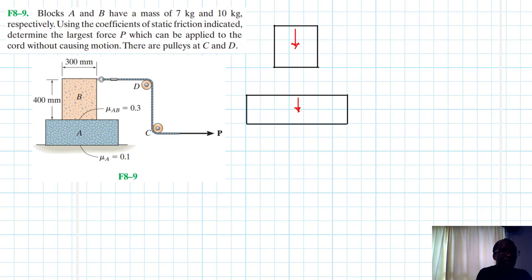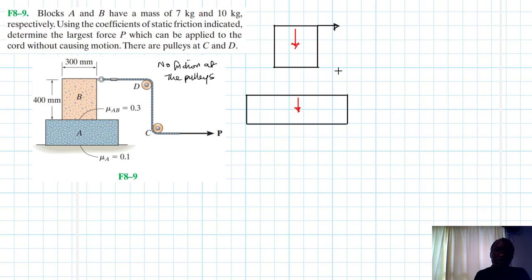Okay, and then of course we do have a force here. We do have a force. And these pulleys, we are saying there is no friction. We are assuming no friction at the pulleys. Okay, it's important so that we have the same force there.